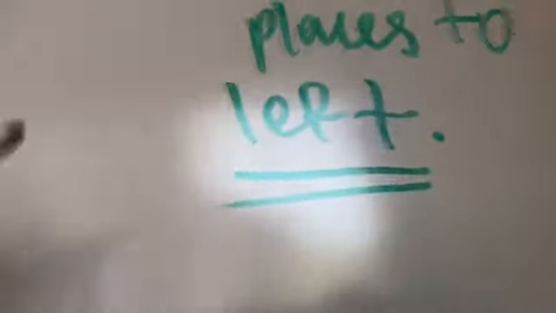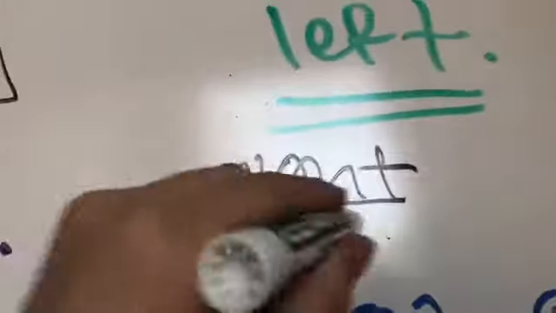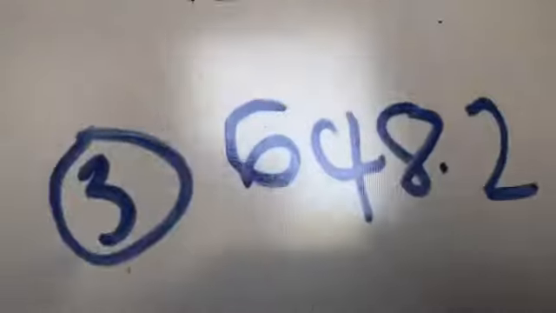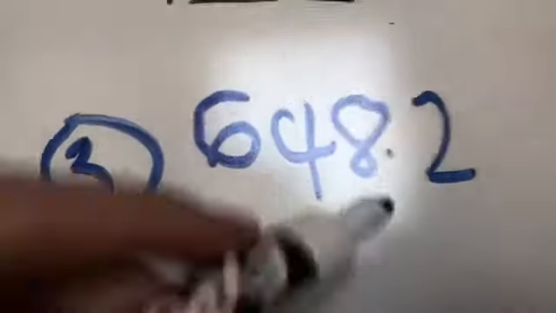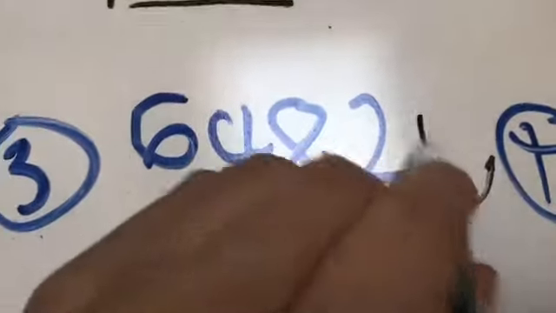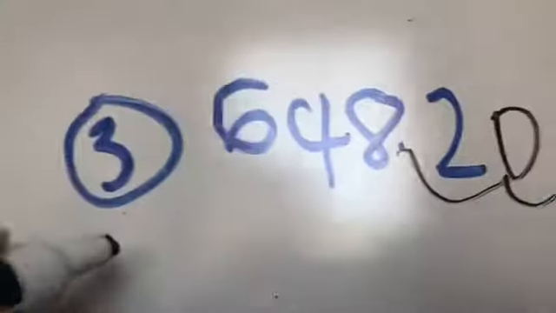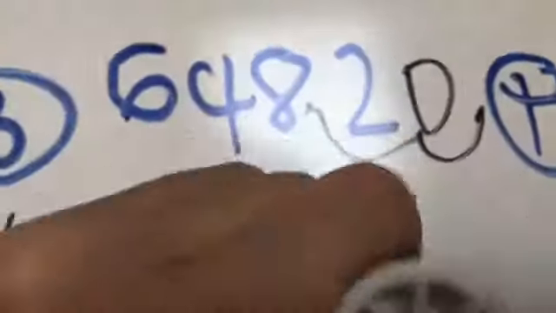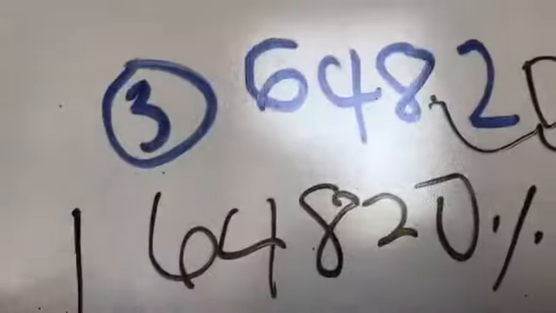If we want to make the decimal a percentage, then instead of doing it to the left, we have to do it to the right. It's the opposite. So when we do number 3, maybe 648.2, we have to move this 2 places to the right. So this will make it 6482 and 0%. That's the answer.